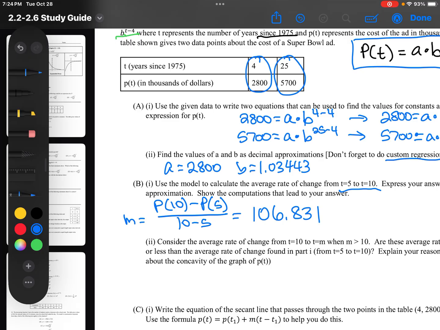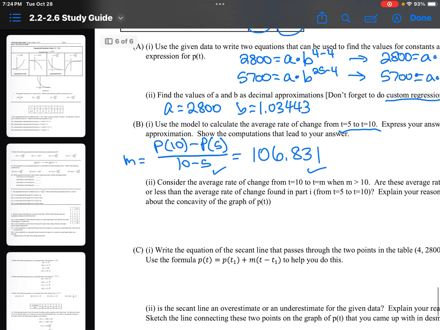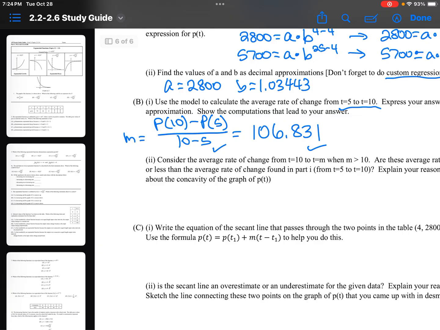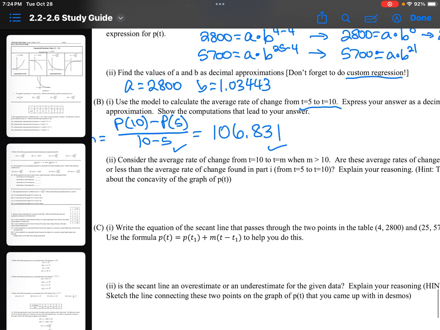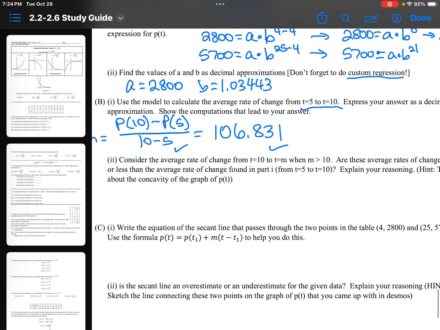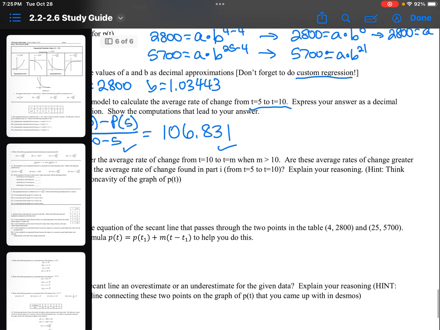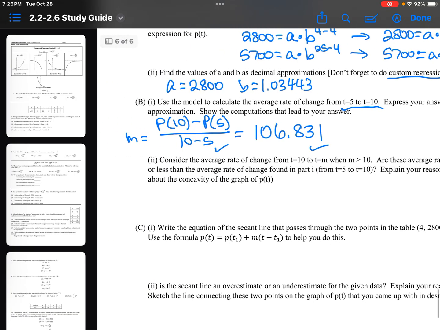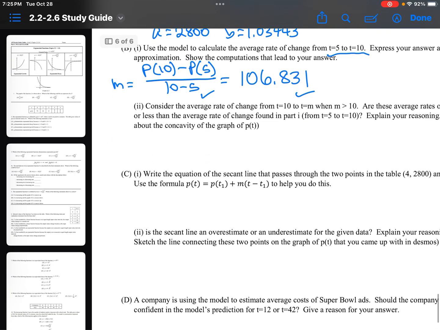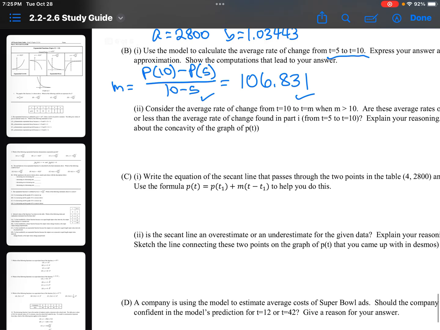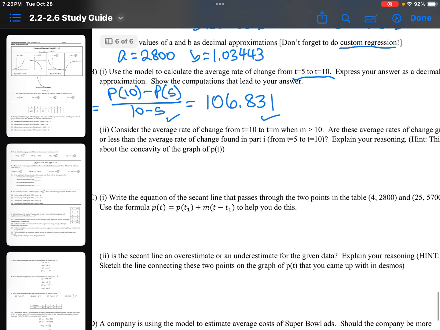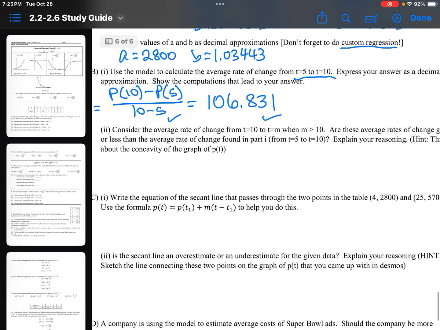It says show the computation that leads to your answer. So I did that and I showed my answer. All right, part 2 says consider the average rate of change from t equals 10 to t equals m, where m is greater than 10. Are these average rates of change greater than or less than the average rates of change that you found in part 1, which was from t equals 5 to t equals 10?